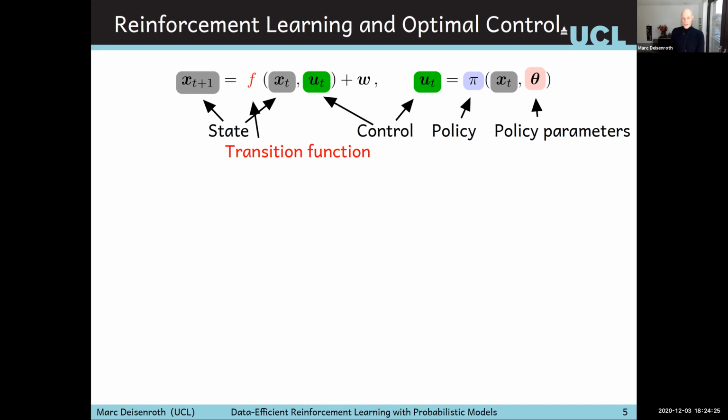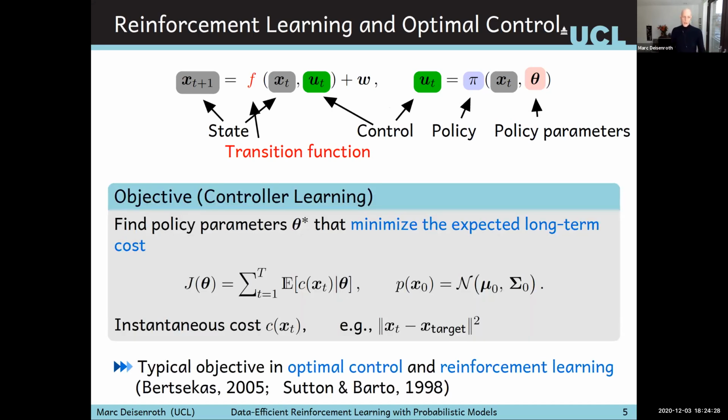And then the objective that we want to solve is we want to find policy parameters theta star that minimize an expected long-term cost. The expected long-term cost I'm going to denote by J of theta, and it's a finite horizon cost of expected costs at each time step. Here we compute expected costs given a particular controller parameterization, and the cost could be, for example, a squared distance between the state of the robot where it is right now and where it should be, so a target state. That could be a particular cost function that we use.